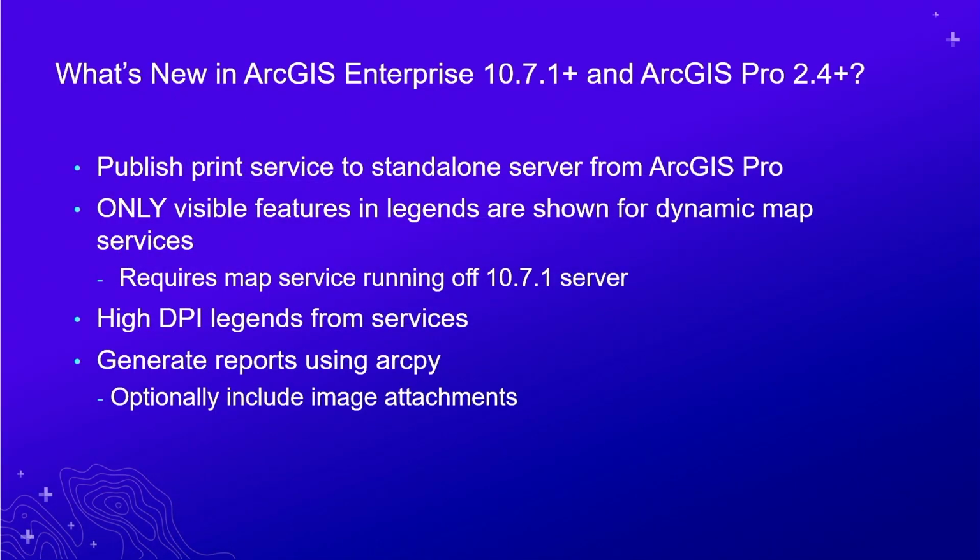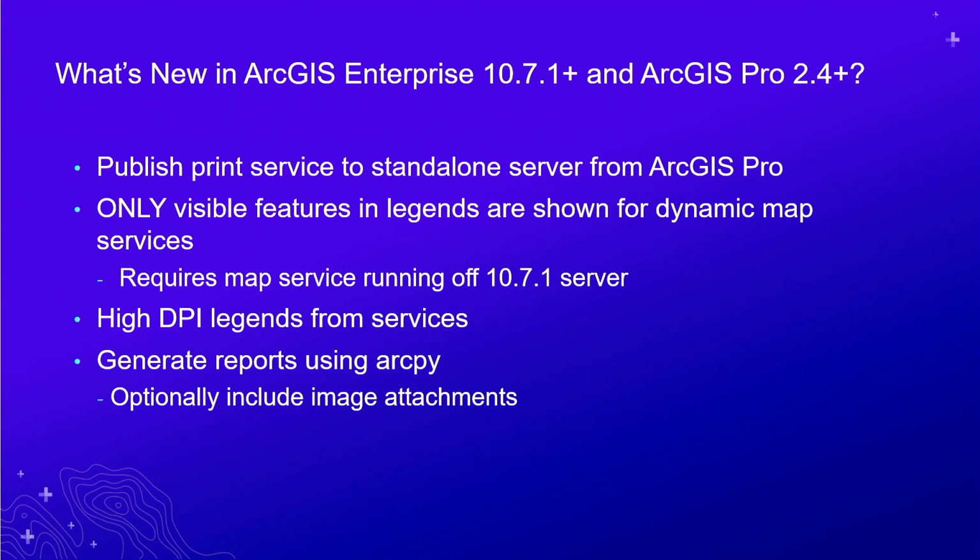What's new in ArcGIS Enterprise 10.7.1 and ArcGIS Pro 2.4 and beyond? You can publish a print service to a standalone server from ArcGIS Pro. This was a bottleneck, especially for a lot of organizations who were using ArcGIS Online in cooperation with a standalone server inside, or on premises inside their physical organization building. There's also some other improvements.